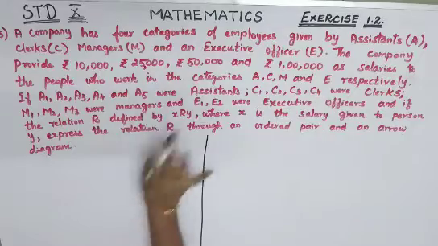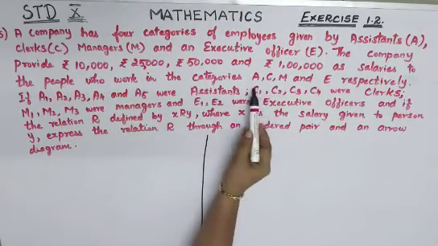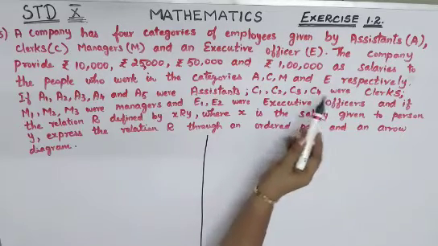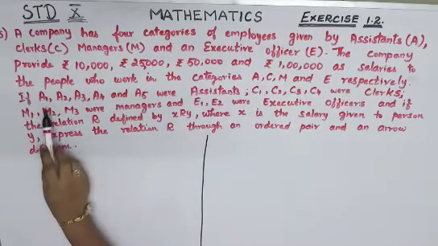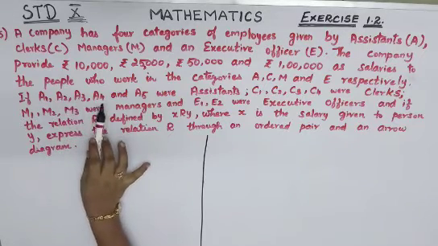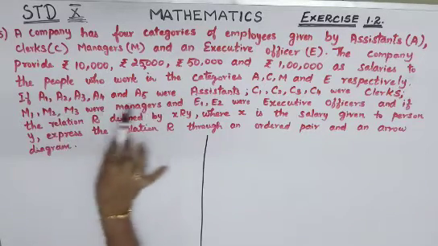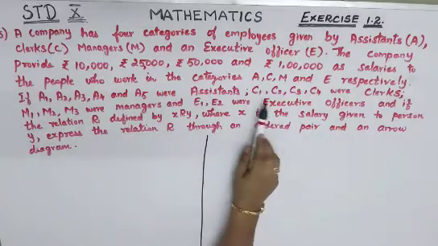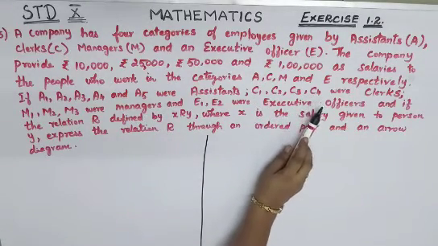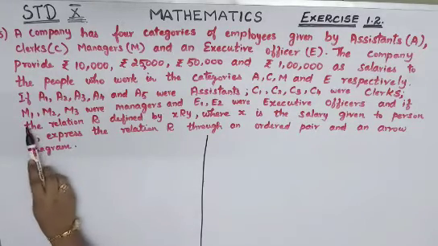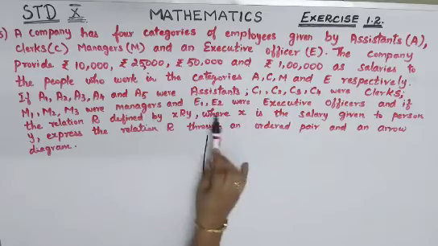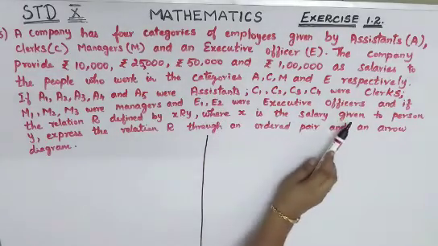So for each person they will have to pay. And the assistant, clerk, manager and executive employees are there. How many assistants are there is from 1 to 5. That is, they have given A1, A2, A3, A4, A5. These persons are our assistants. Then C1, C2, C3, C4. So 4 clerks are there. And M1, M2, M3, 3 managers are given. And E1, E2 are executive officers.